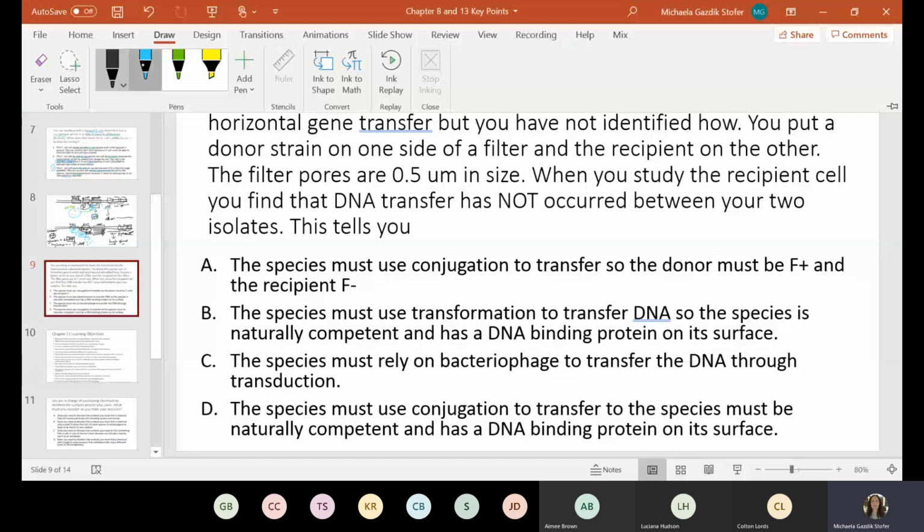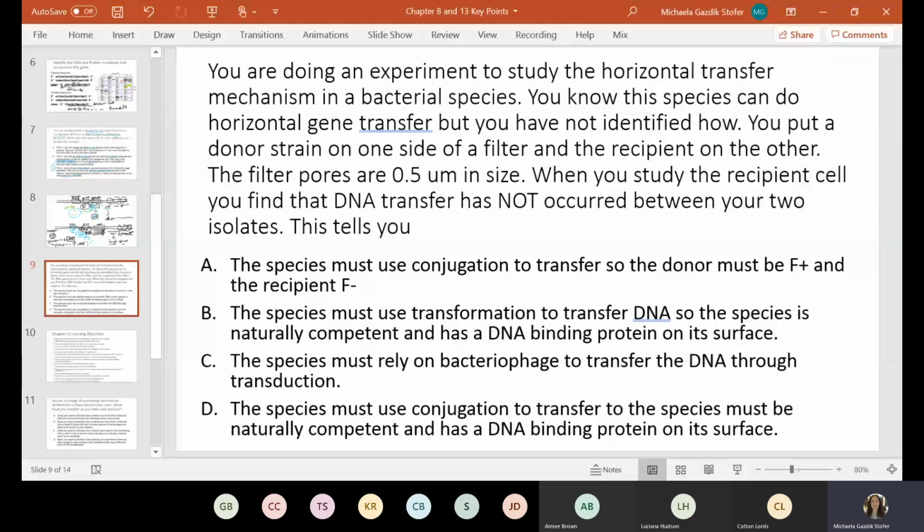we're trying to study horizontal gene transfer mechanism in species. So we know it does horizontal gene transfer. We're trying to identify how it might do that. So what we've done is we've put a donor on one side of a filter and a recipient strain on the other. What that typically looks like is in your broth container, you've got a filter in the middle, and we would have the donor on one side and the recipient growing on the other side. That filter has pores that are about 500 nanometers in size.